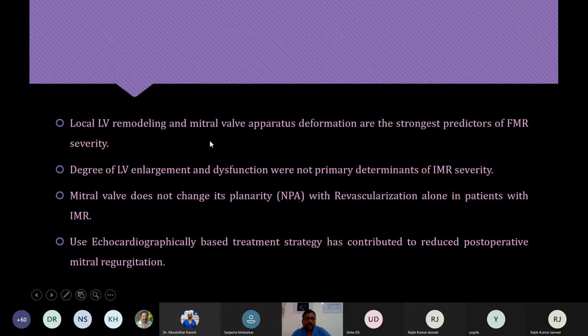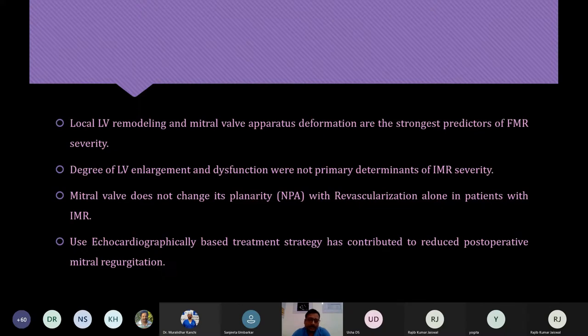Local remodeling and the mitral apparatus deformation are the strongest predictors of the severity of ischemic MR. The degree of LV enlargement and dysfunction were not the primary determinants of ischemic MR. The mitral valve does not change its planarity with revascularization alone in patients with ischemic MR. We have to deal with such mitral valves surgically.